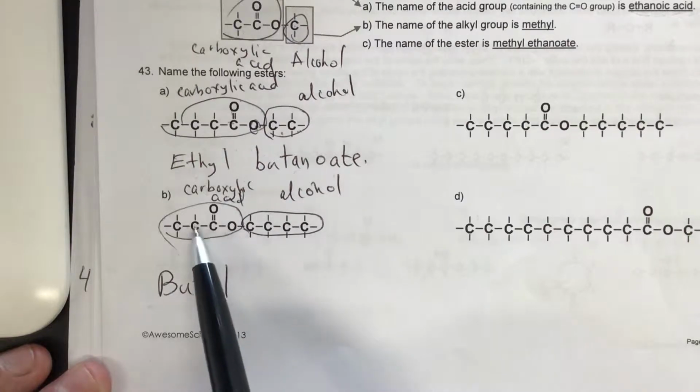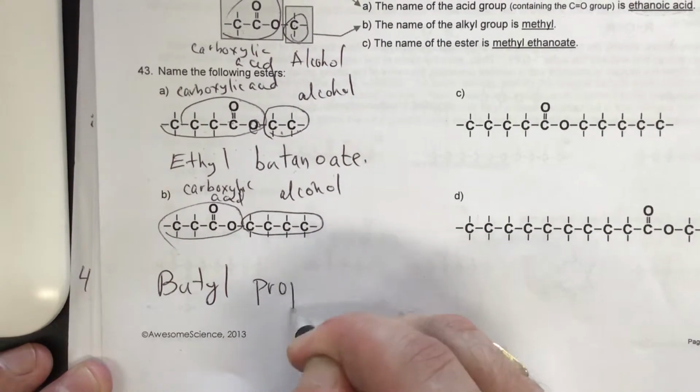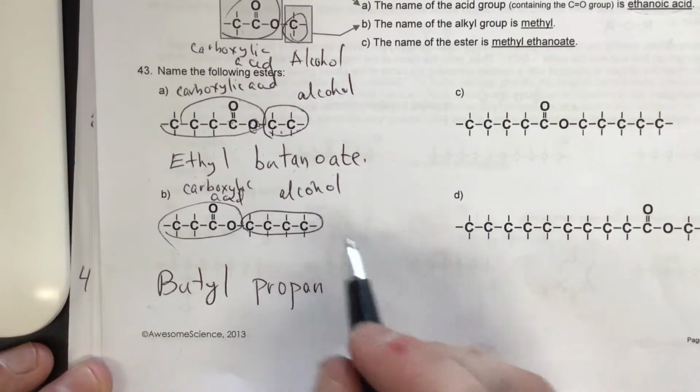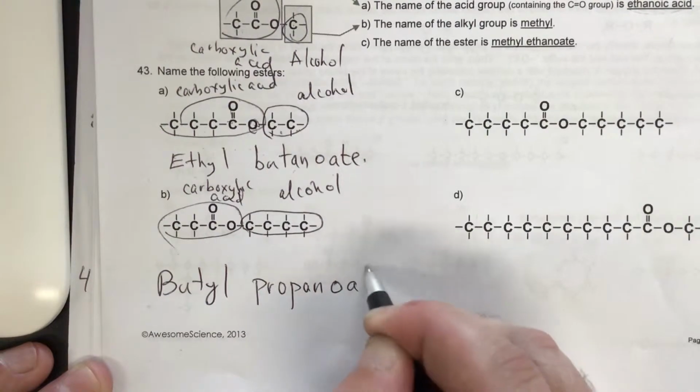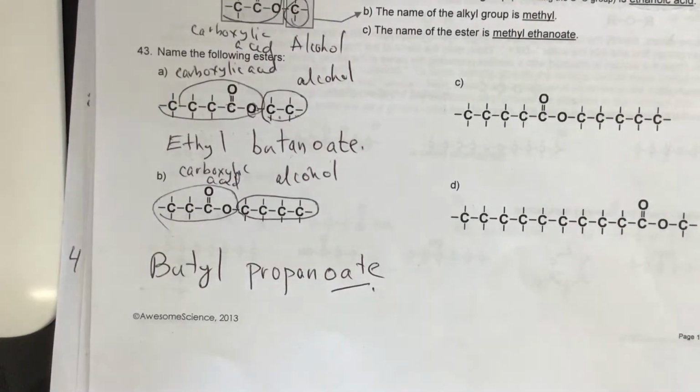And then this one is 1, 2, 3. 3 is propan. And then to show that it's an ester, it has to have oate at the end. The name of this is butyl propanoate.